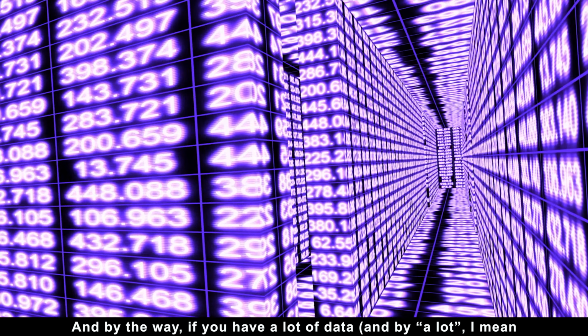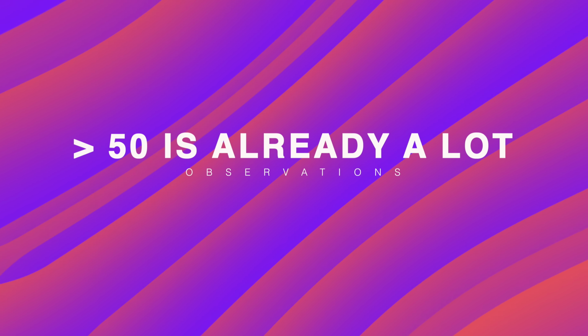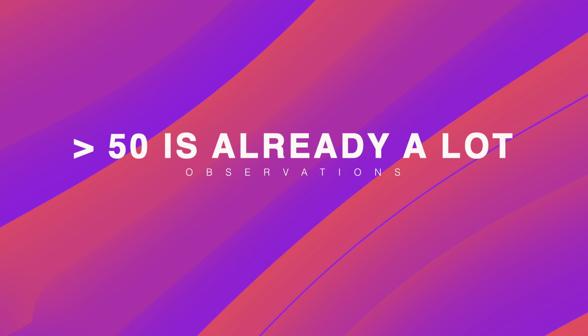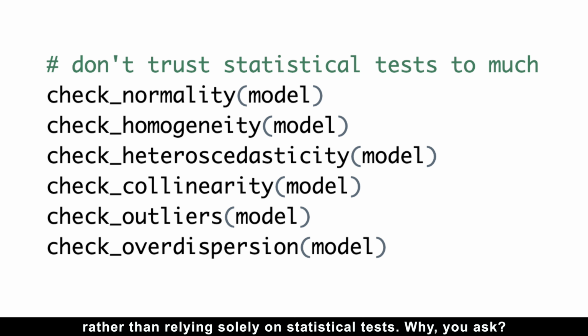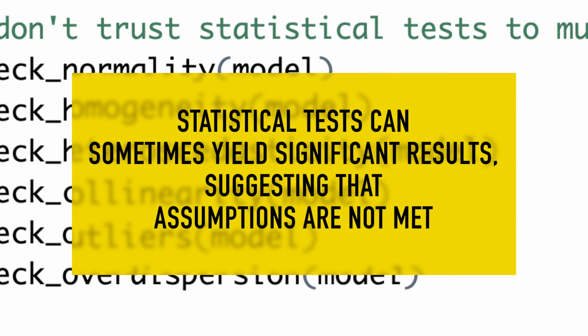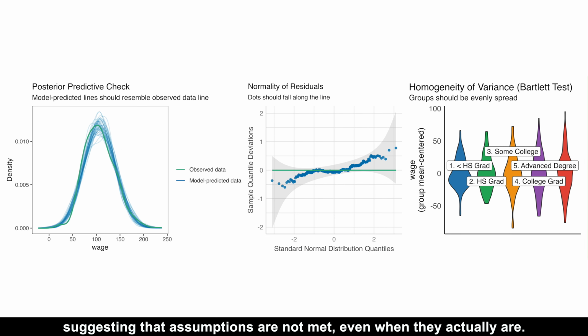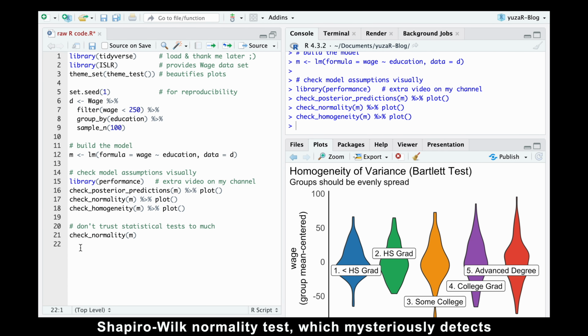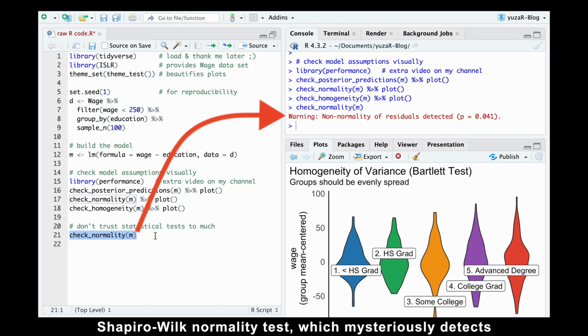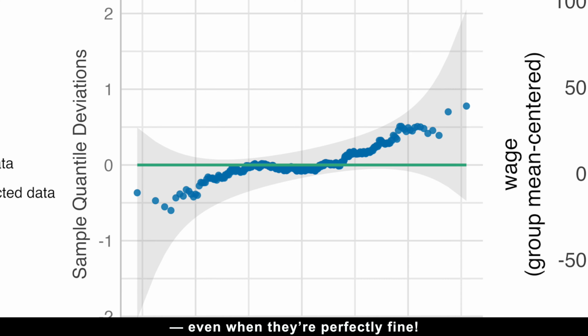And by the way, if you have a lot of data, and by a lot I mean even as few as 50 observations, it's essential to check assumptions visually, like we just did, rather than relying solely on statistical tests. Why, you ask? Well, statistical tests can sometimes yield significant results, suggesting that assumptions are not met, even when they actually are. Let me illustrate this with an example using the Shapiro-Wilk normality test, which mysteriously detects not normally distributed residuals even when they are perfectly fine.